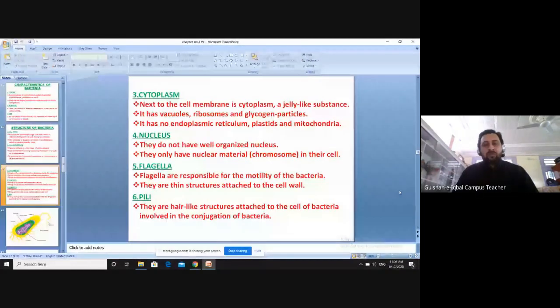Some bacteria have one flagellum, others have many flagella, and some of them have no flagella. So the bacteria which do not have flagella cannot move, and the bacteria which contain flagella can move.